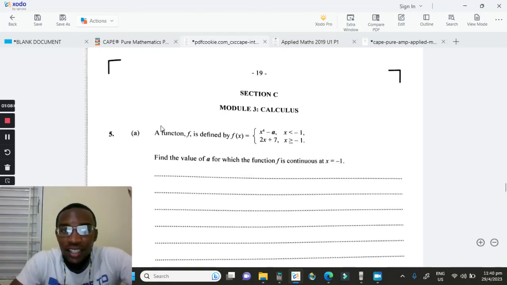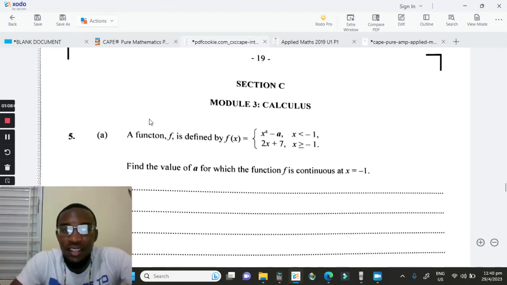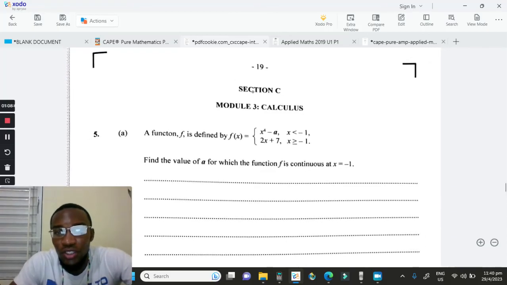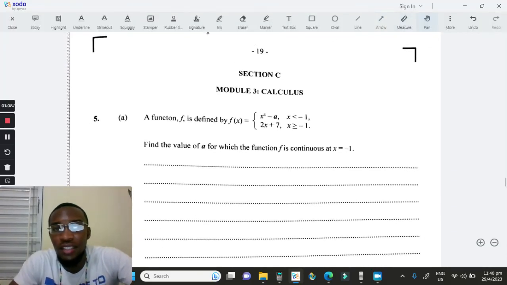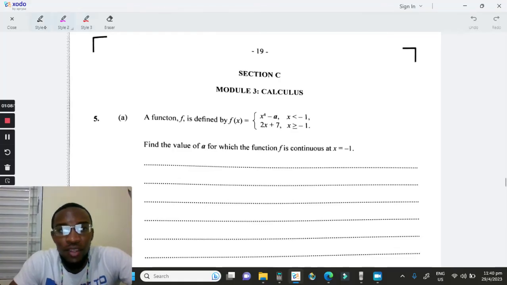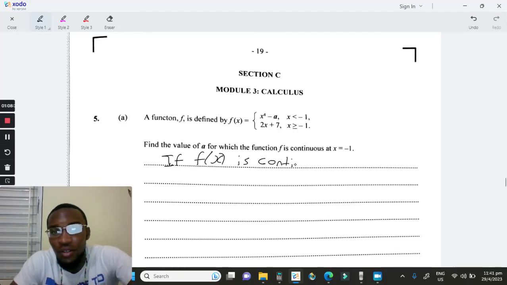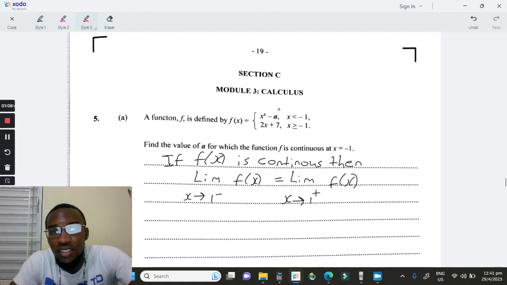Module 3 is calculus, and it always starts with limits and continuity. It says find the value of a for which the function f is continuous at x equal to -1. So all we have to do now is, if f of x is continuous, then what do we know? Then we know that the left-hand limit, the limit as x approaches 1 from the left of f of x, should be equal to the limit as x approaches 1 from the right-hand side of f of x. So we plug 1 into both functions, it should give us the same y value.